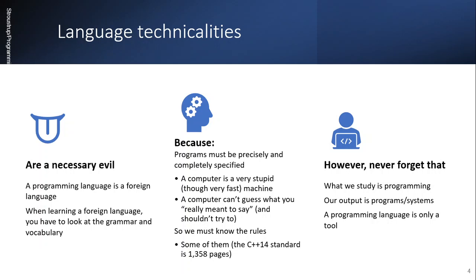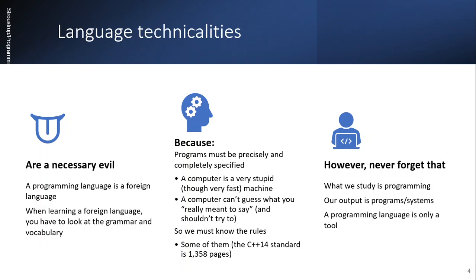That is why we must know the rules and the grammar and the vocabulary of a language. It may not be possible to learn all the rules. For example, the C++14 standard is around 1350 pages. That is quite a lot, but you need to know some of the rules, and you need to be able to use the programming language effectively.